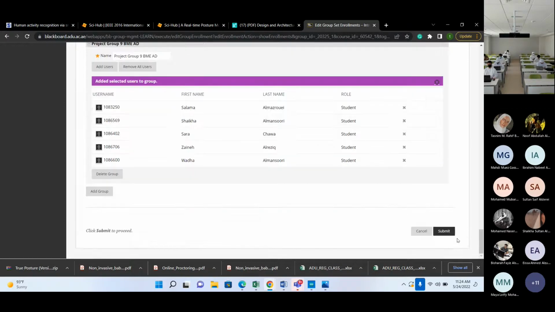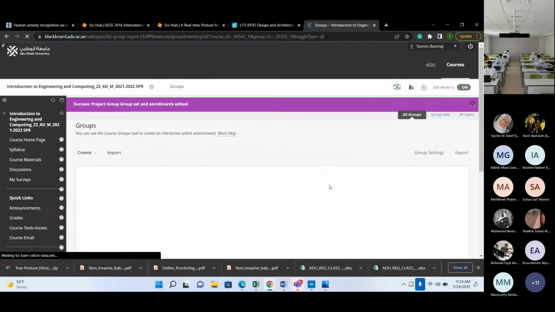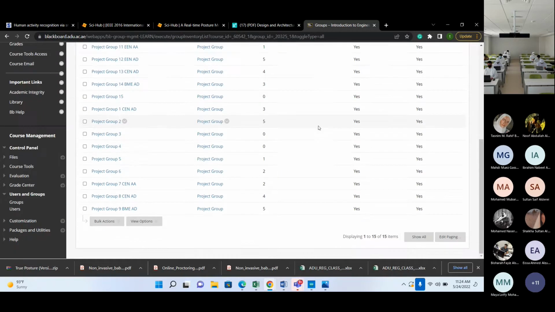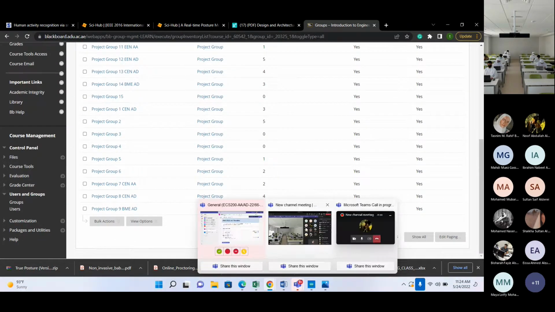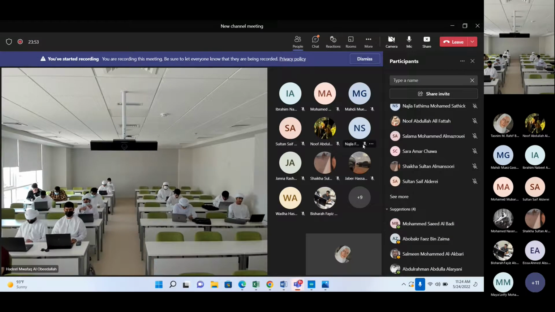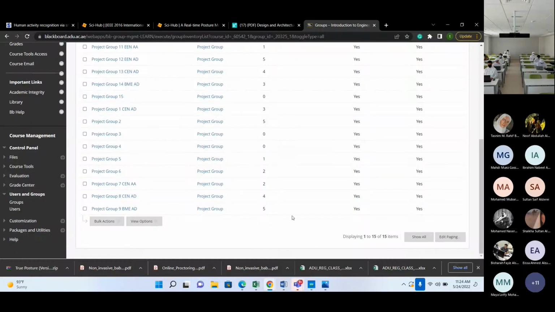Anyone else in Abu Dhabi who still does not have a group? Are we done with Abu Dhabi students online? Guys, do you have any problem with your groups? Raise your hand if you don't have a group now. Okay, so we're done with Abu Dhabi students. Now, Al-Ain students, guys, who still does not have a group?